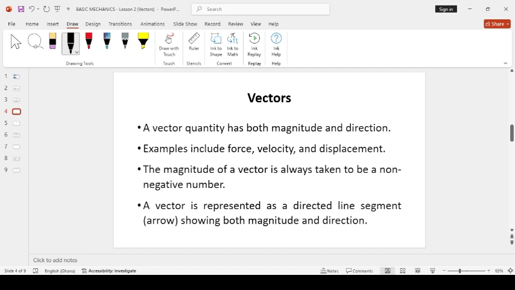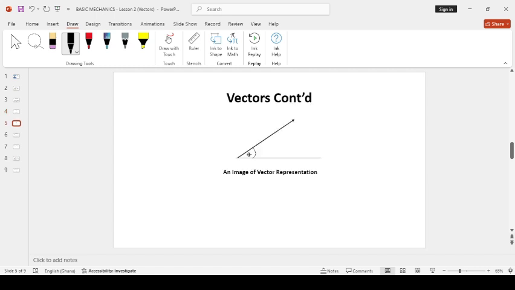Then the next one, a vector is represented as a directed line segment, that is an arrow showing both magnitude and direction. So that is how a vector is represented. Now let's look at this image here. We realize that we are saying a vector is represented by a directed line segment. So the directed line segment here, which is the arrow, shows the magnitude of the vector, and then the angle described here also shows the direction of the vector.